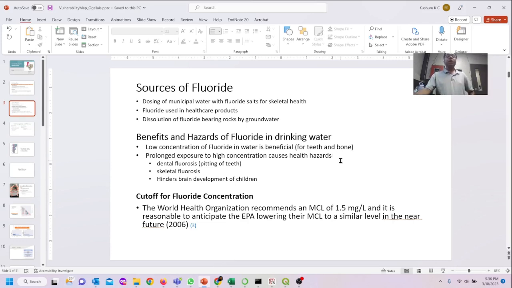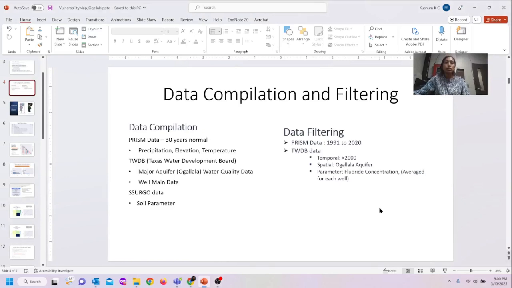The cutoff for fluoride concentration for our model, we took as 1.5 milligram per liter. For data compilation, we took PRISM data, in which we consider precipitation, elevation, and temperature. From the Texas Water Development Board, we took major aquifer water quality data because Ogallala is considered a major aquifer. Next, we took well data, and from the soil survey data, we took soil parameters.